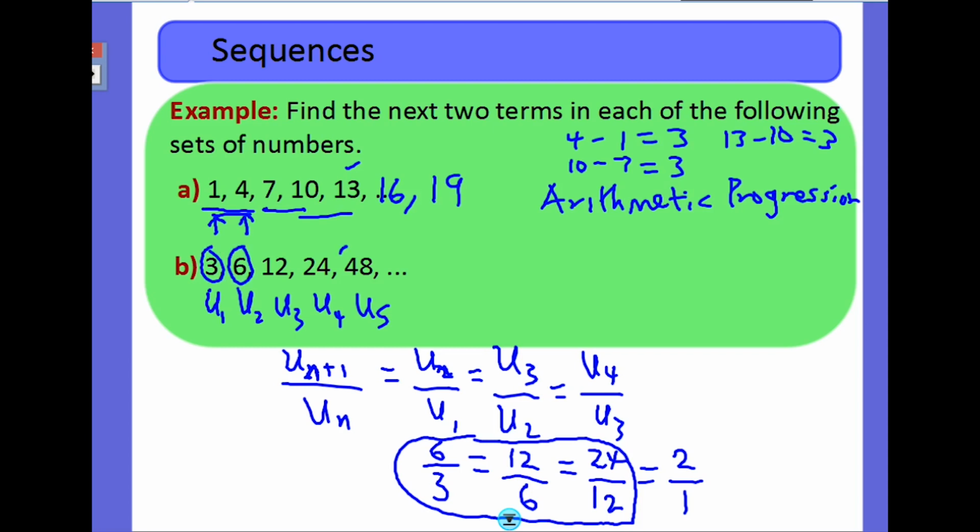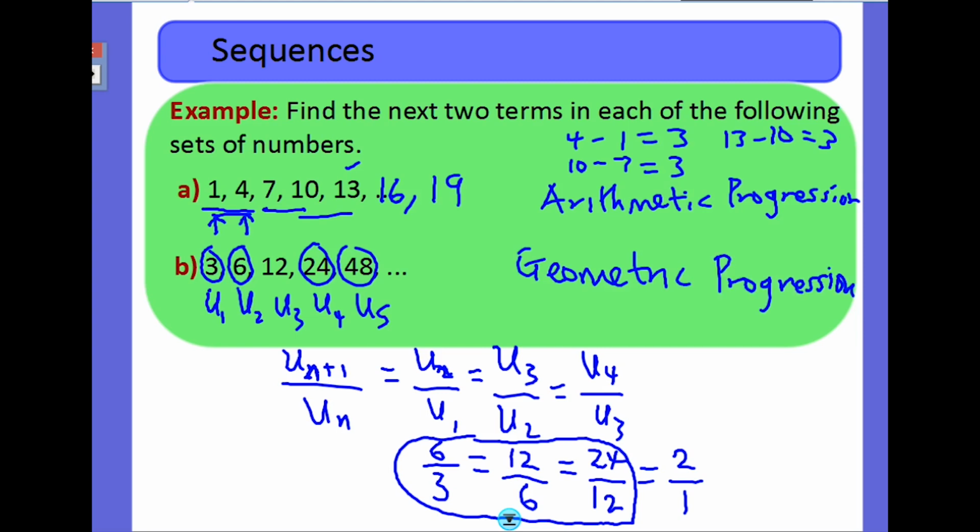6 divided by 3, or you pick 48 divided by 24, and so on. That's the way of establishing that truly this sequence is a geometric sequence, or you call it geometric progression, which is shortened as GP.